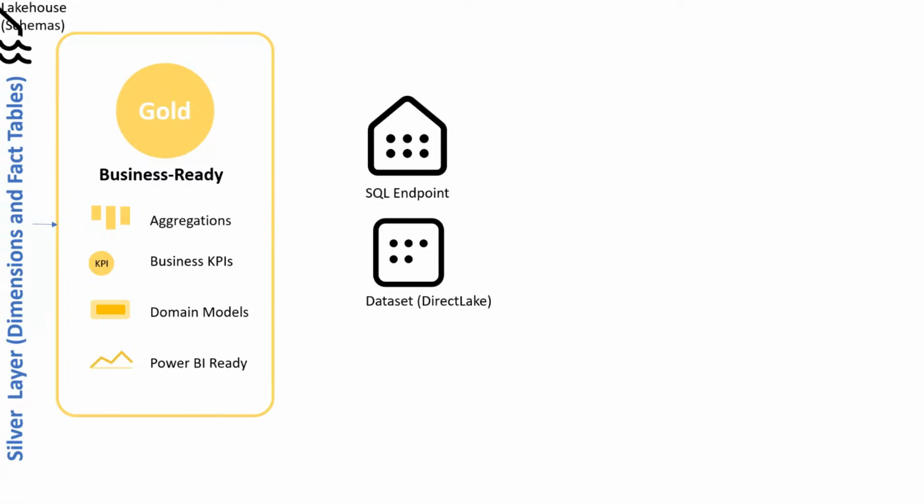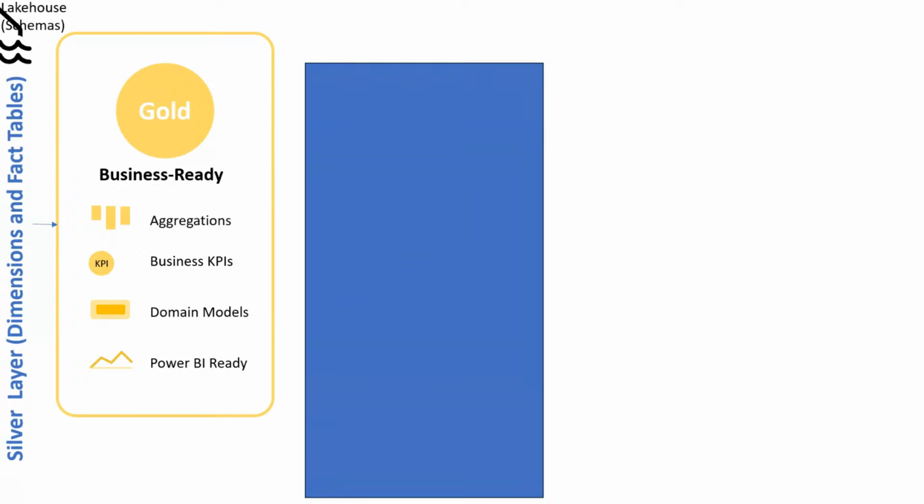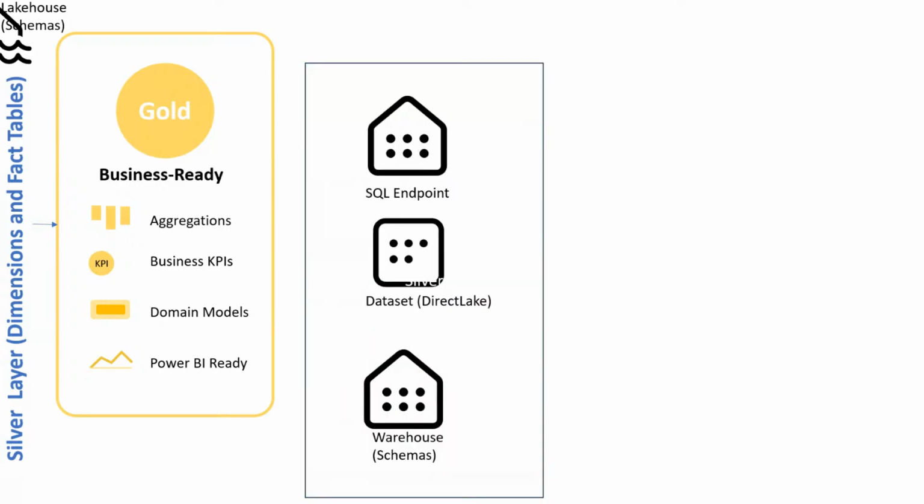So let's try to put it here. All these objects that you see in here come from the silver layer. Let's make sure to put silver layer, and we move this to the top to make it a little bit more clear. So you have these objects in the silver layer: the warehouse, the SQL endpoint, the dataset. There is no need for us to move the data. We can just leverage the information that we have in there.